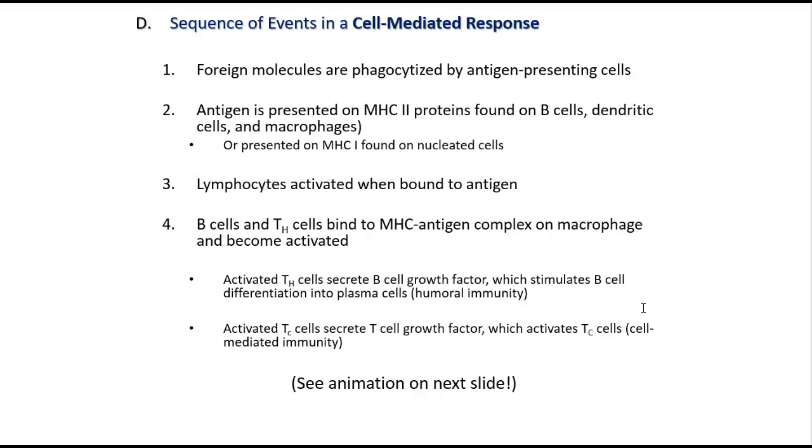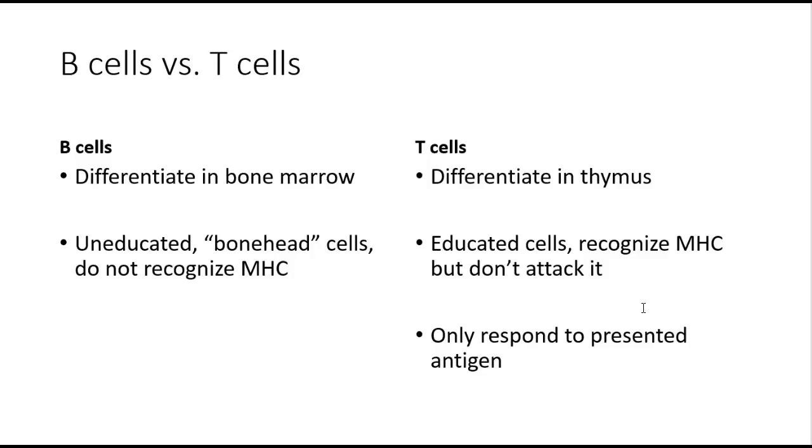So let's talk about the sequence of events of how B cells and T cells interact and work together. Before we do that, let's talk about the differences between B cells and T cells. B cells differentiate in the bone marrow. T cells differentiate in the thymus. B cells are uneducated. They're kind of like bonehead cells. They don't have the MHC process like with MHC2. The T helper cells, educated cells, recognize MHC2, but they don't attack.